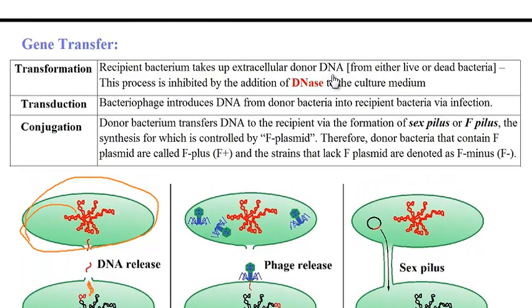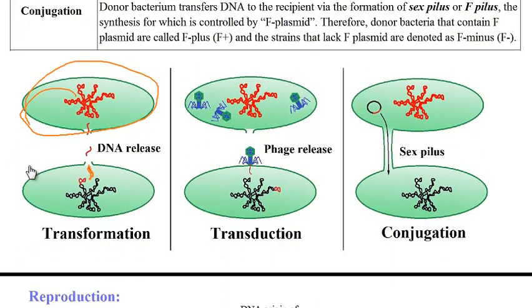So given that for this process the DNA has to be found in the extracellular environment, if you add DNase to the culture medium, you can interfere with the transformation process. Okay, so just keep that in mind. Since DNA has to be released into the extracellular environment in order to be picked up by the other cell, if you add DNase, which is an enzyme that breaks down DNA, it would eat up any DNA that is out there, and therefore transformation could be inhibited.